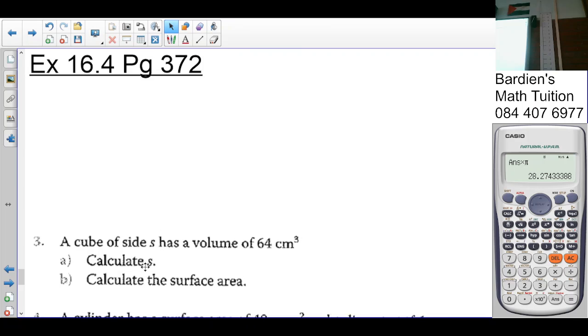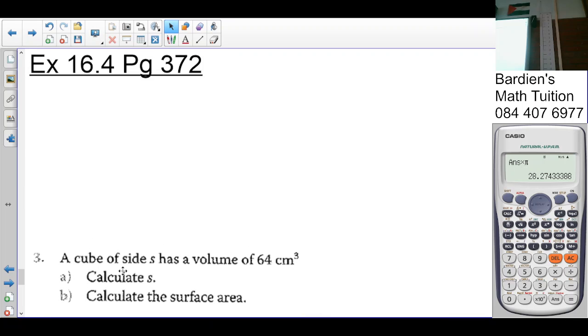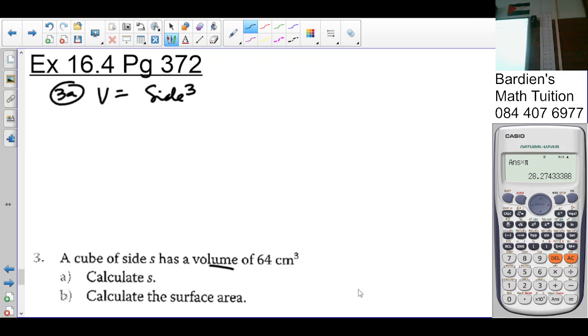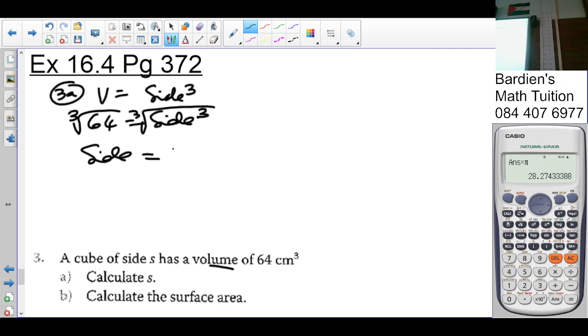Number 3. A cube of side S has a volume of 64. Calculate S. So a cube has a volume. How do you calculate the volume of a cube? Volume is equal to S cubed, not so? Side cubed. So the volume is 64, so 64 equals side cubed. How do you get side on its own? Cube root both sides. So your side is equal to 4 centimeters.